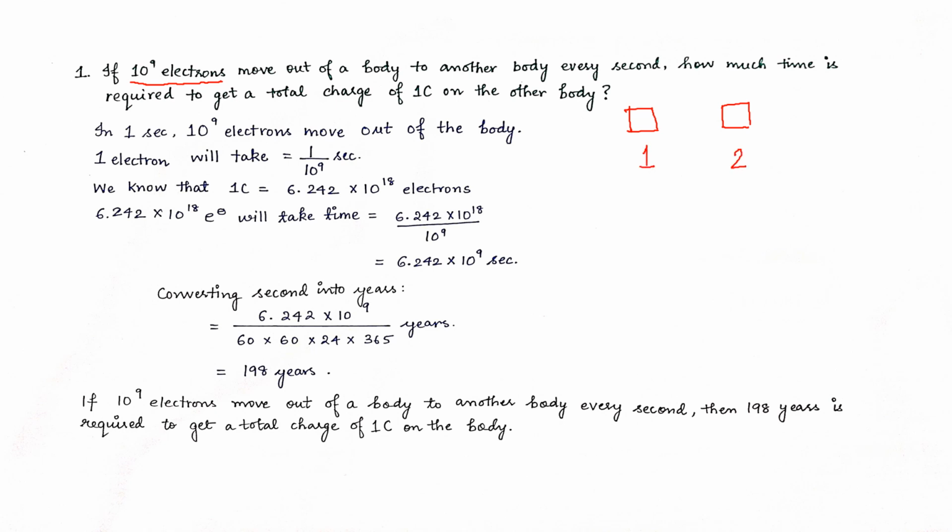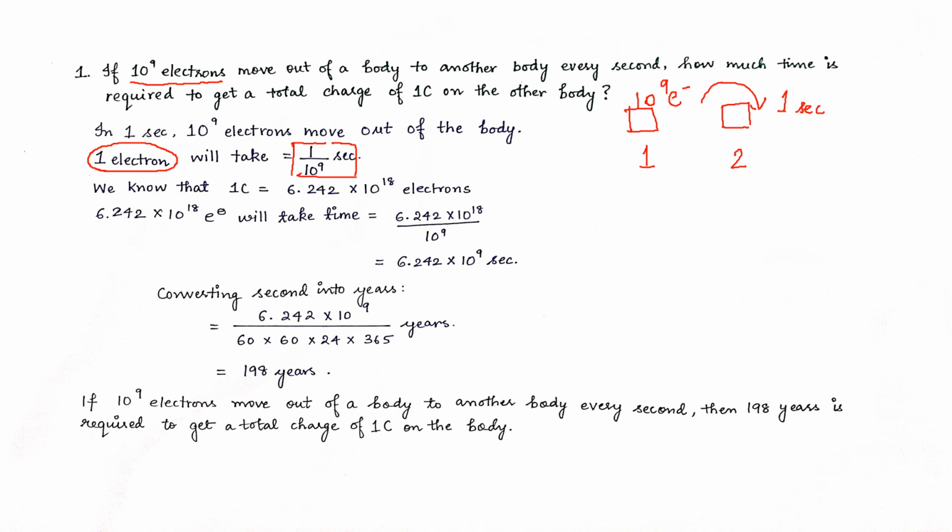From body number 1, 10 to the power 9 electrons are moving, and the time given is 1 second, moving to the other body, body number 2. So the time taken by one electron to move to body number 2 is 1 by 10 to the power 9 seconds.